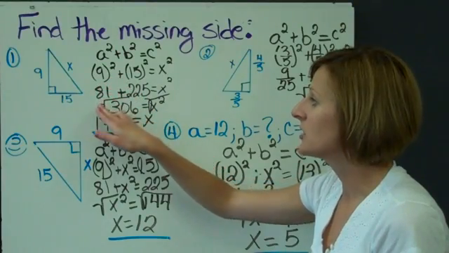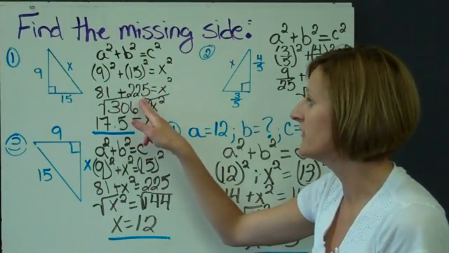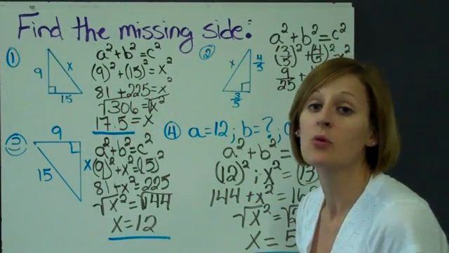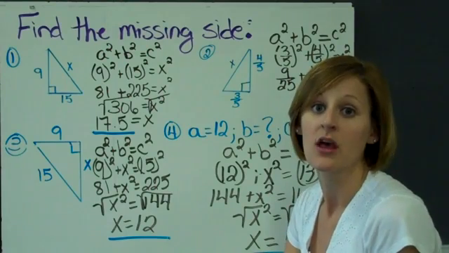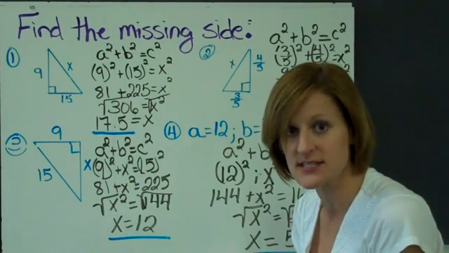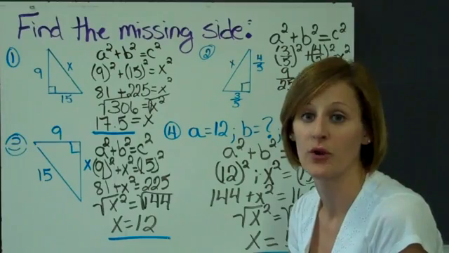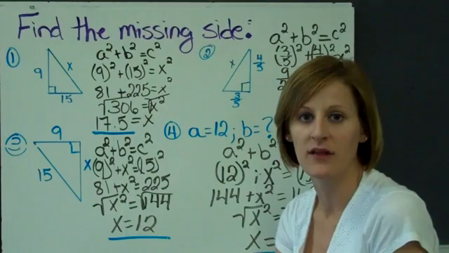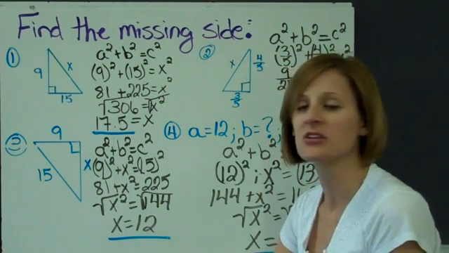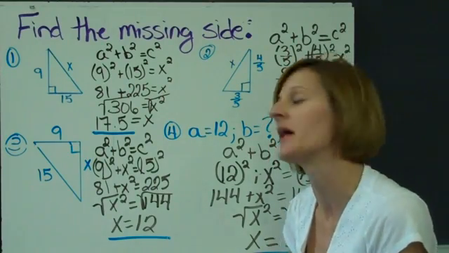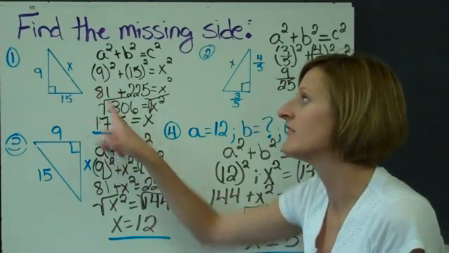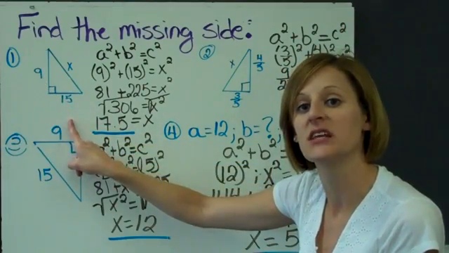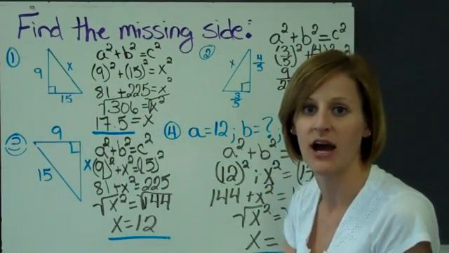Now, 9 squared is 81, and 15 squared is 225. We still have x squared. We add these together to get 306. Remember, when you have 306 equals x squared, to solve for x, you do the opposite of squaring, which is square root. So I'm going to square root both sides, and I'm going to round. Normally, with the Pythagorean theorem, you do need to round. This time, I'm going to round to the nearest tenth, that's 1 decimal place. So I'm going to get 17.5 for my hypotenuse. So in number 1, I've got legs of 9 and 15, and my hypotenuse is 17.5.